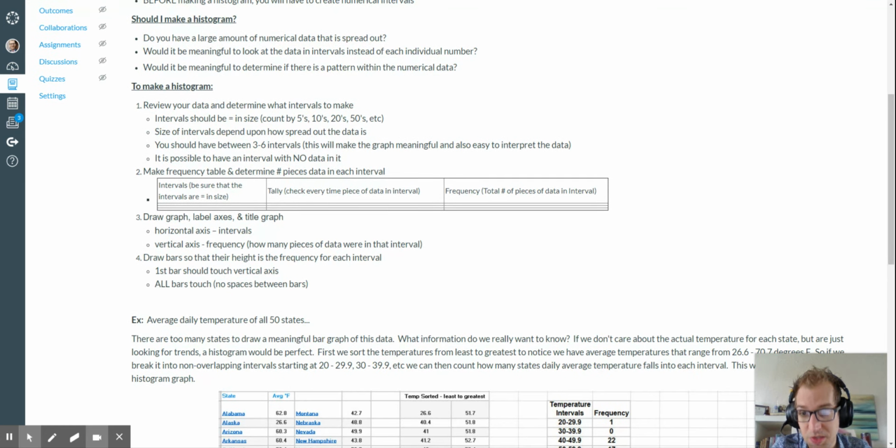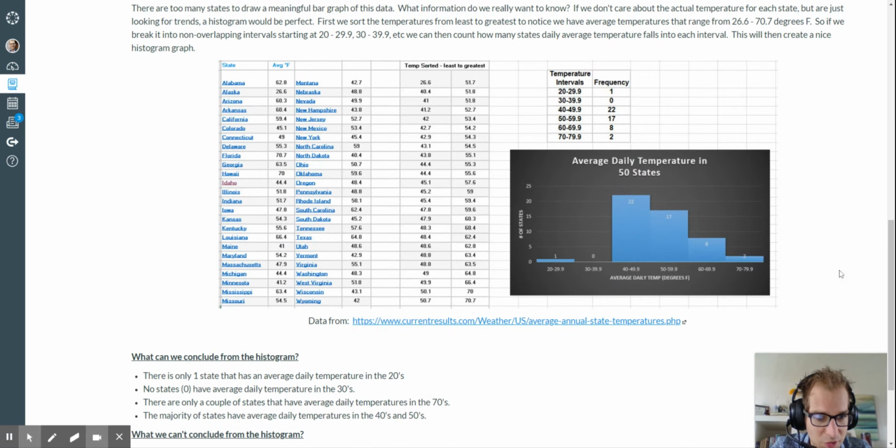So you make a frequency table and determine the number of pieces of data in each interval. Notice here, you'd have your intervals in this first column, and you'd fill that in below. You would tally them and say, okay, how many did we have? Here, if you notice, they've tallied how many. Between 40 and 49, there were 22. They counted them up.